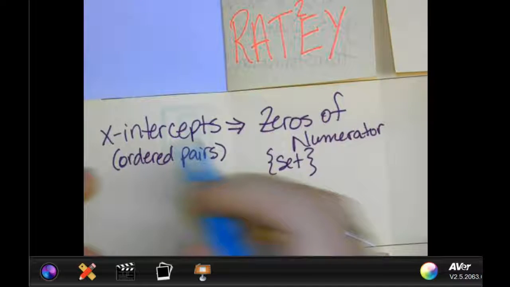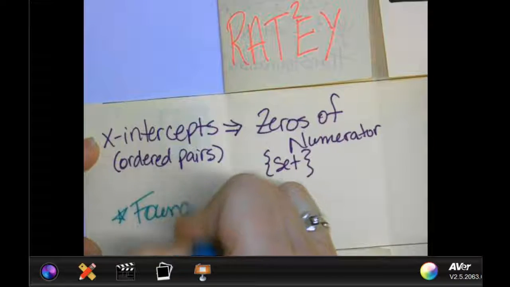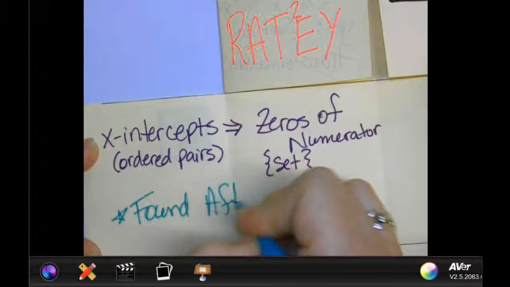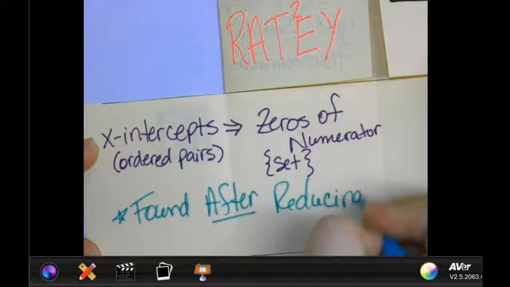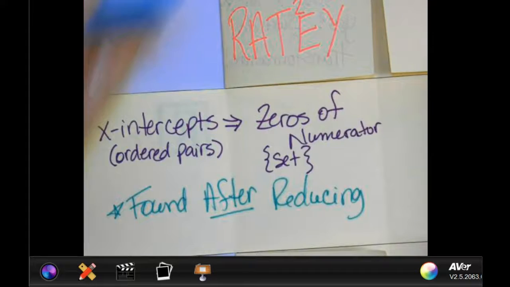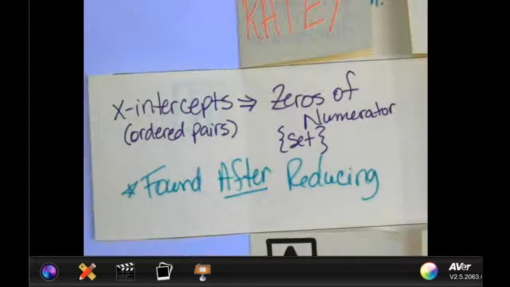And a little side note that you need is that these are found after reducing. Because if you do it before you reduce, you could possibly get some that aren't really intercepts. So R is for roots. That should hopefully make sense to you.